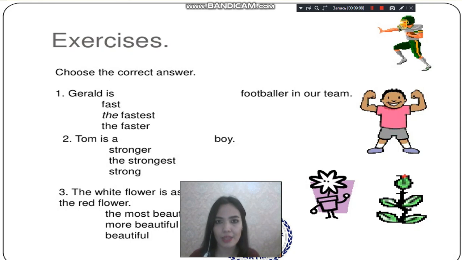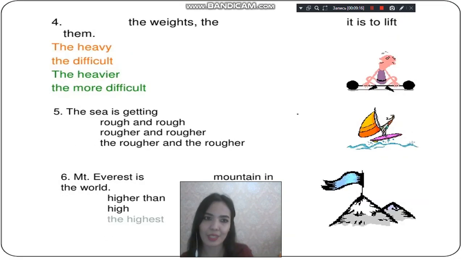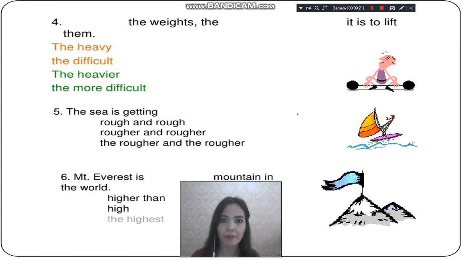Next, the white flower is as. So here, as conjunction. Pay attention. Here we have to use beautiful. As beautiful as a red flower. Let's go to the next. The heavier the weights, the difficult it is to lift them. The heavier the weight, the more difficult it is to lift them.